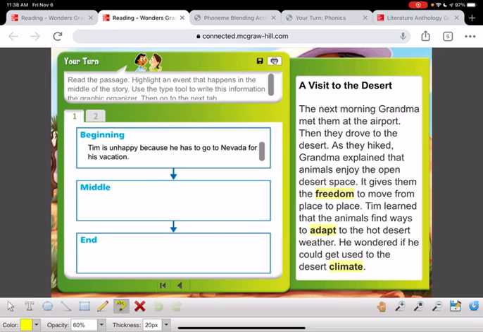Let's go ahead and see what the middle plot might be. So the next morning, Grandma met them at the airport. Then as they drove to the desert, as they hiked, Grandma explained that animals enjoy the open desert space. It gives them the freedom to move from place to place. Tim learned that the animals find ways to adapt to the hot desert weather. He wondered if he could get used to the desert climate. What do you think the plot is going to be for this one?